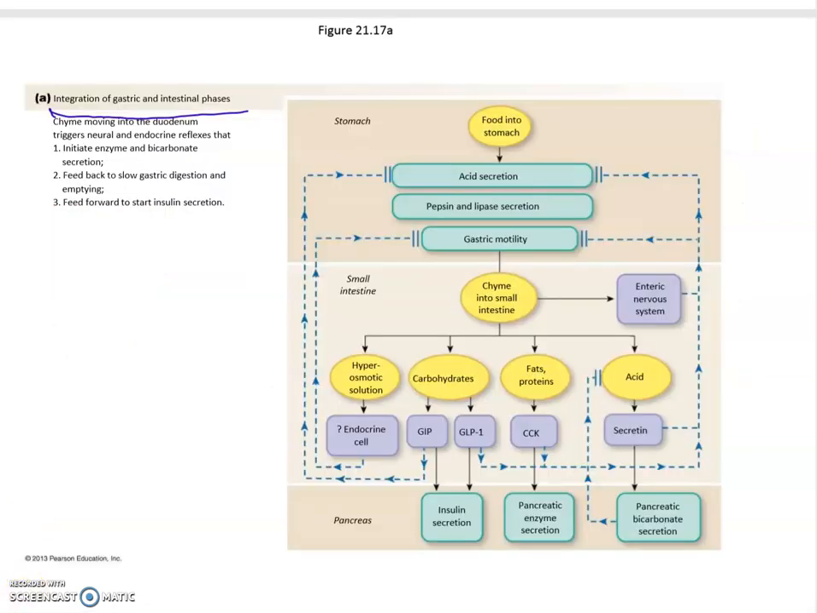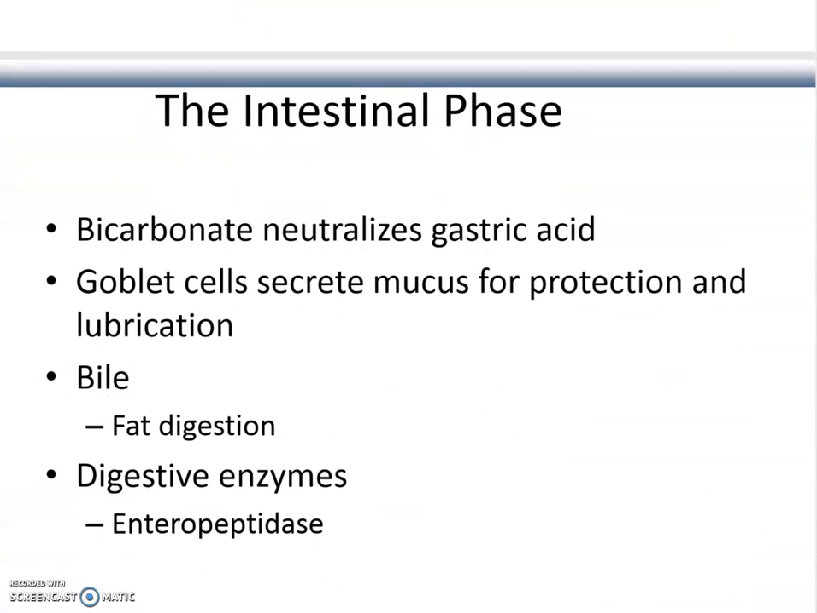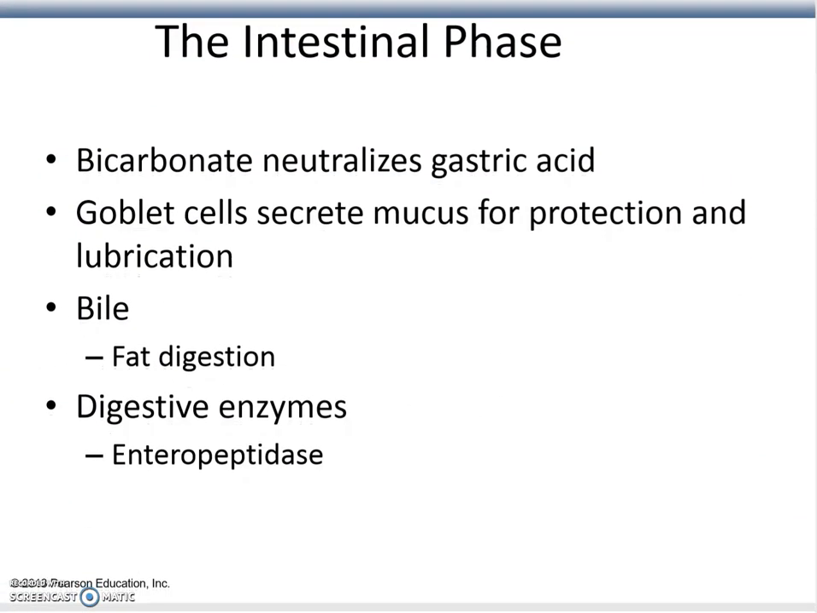Now here's another diagram that may not pass the test of time, but here we are faced with it right now. So it's the integration of gastric and intestinal phases. There's a whole lot of feedback going on all the time between the different places of your body, so you don't need to know the details, but some of the items you should maybe keep in the back of your head.